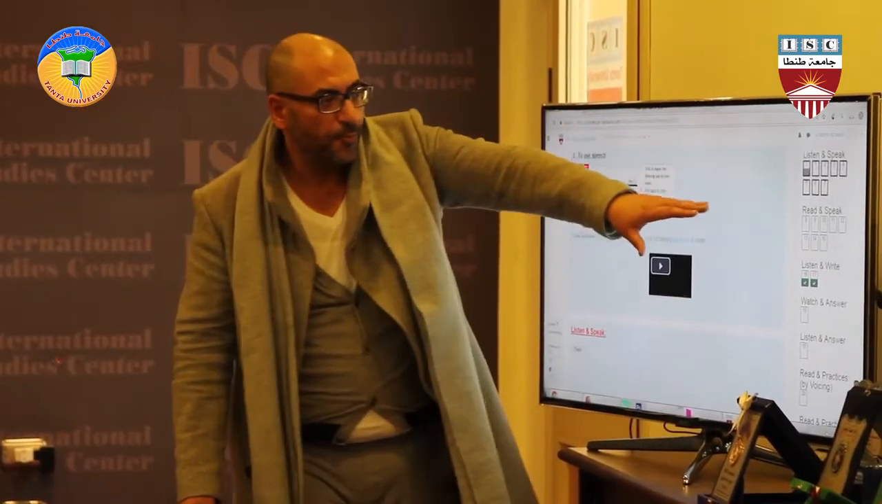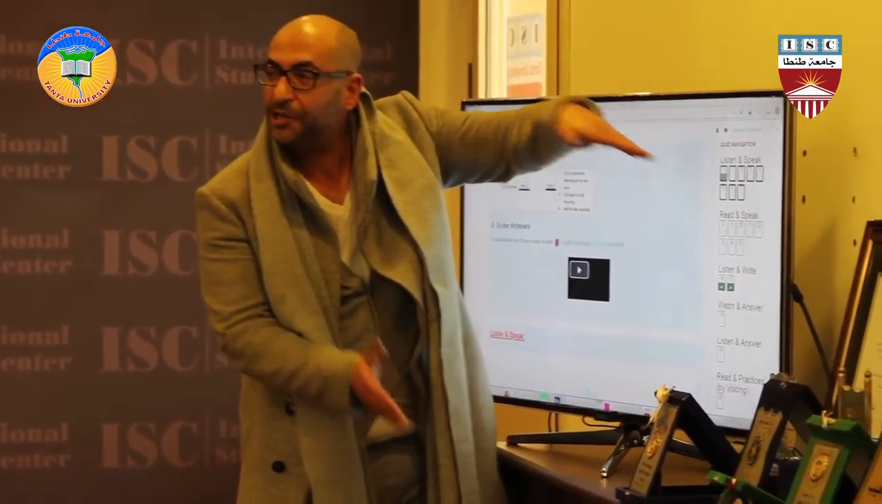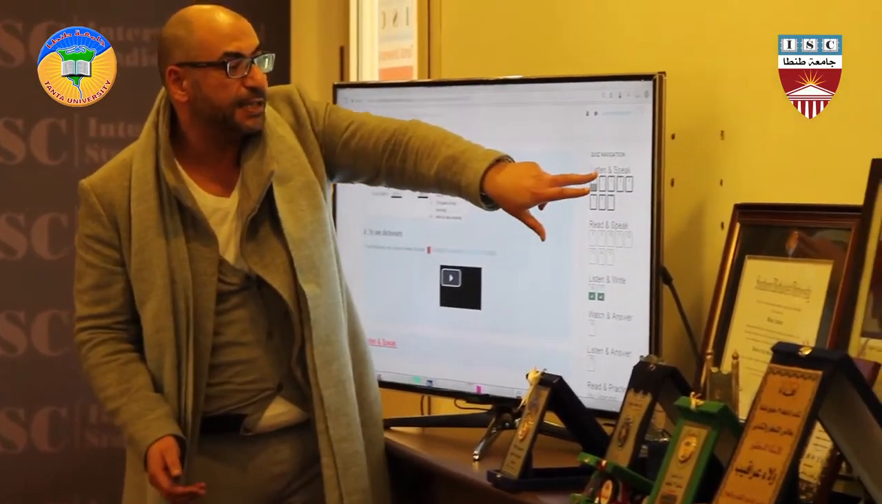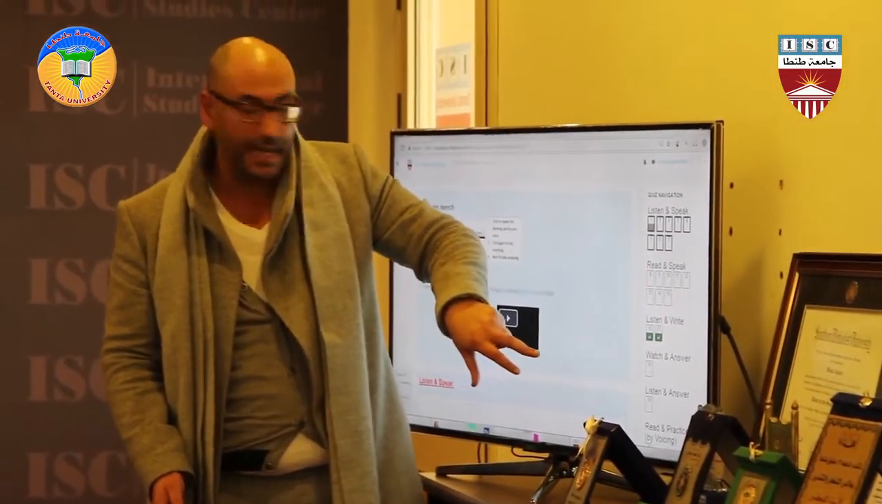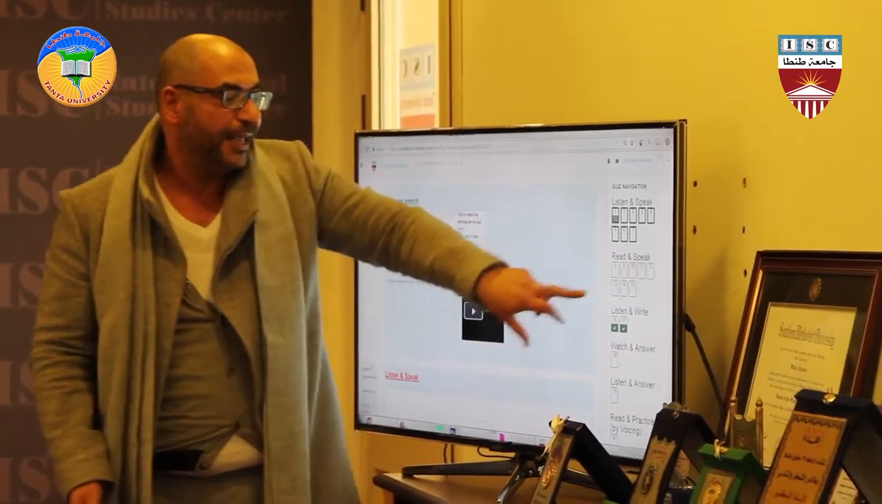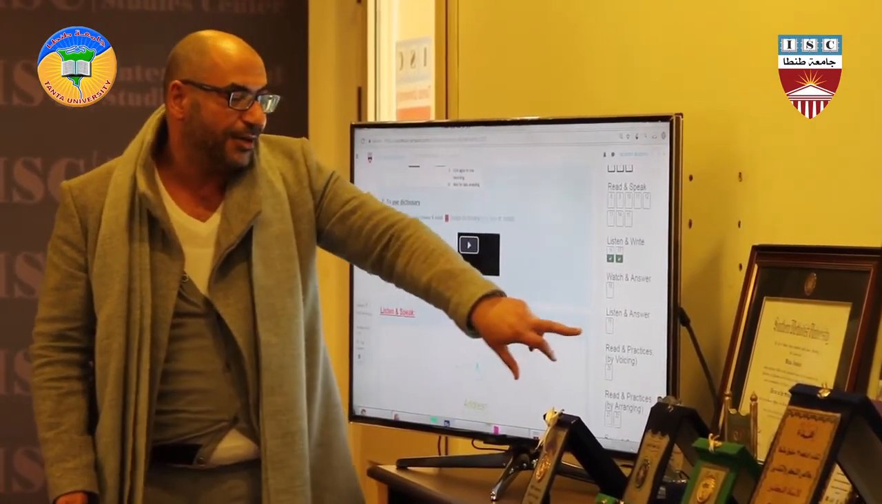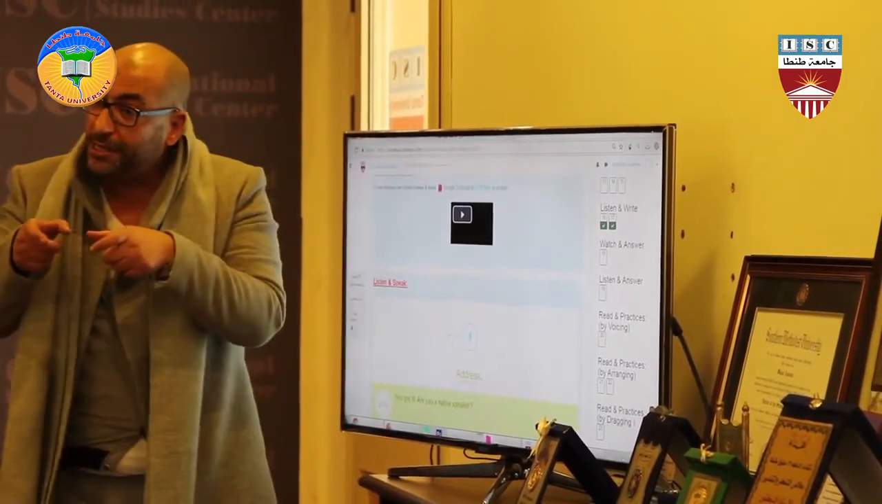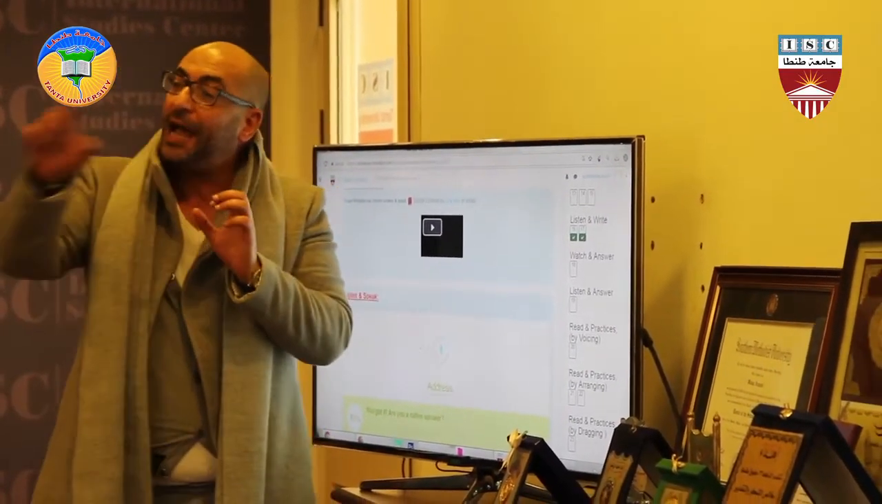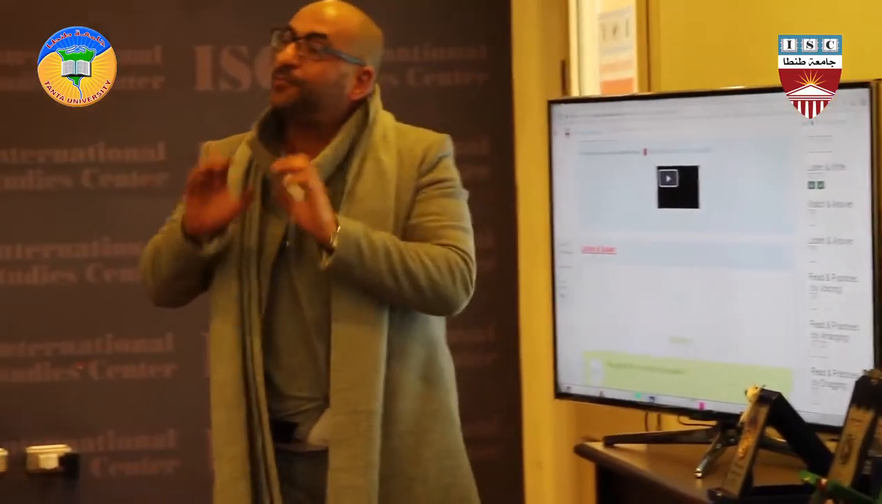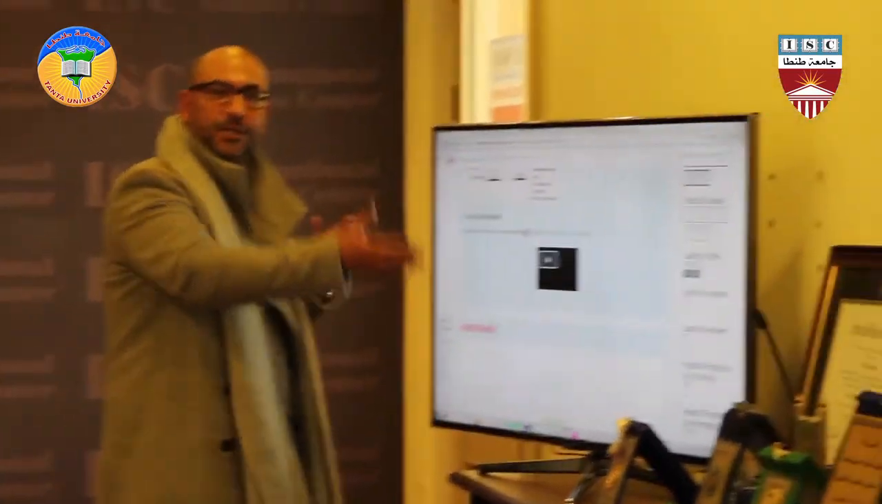This is our workshop. For each lesson, you find a certain amount of activity. It's listen and speak, as you see in the navigation. It's read and speak. It's listen and write, watch and answer, listen and answer, read and practice by voicing, read and practice by arranging, read and practice by filling the gaps, as we'll see. Start with the first.